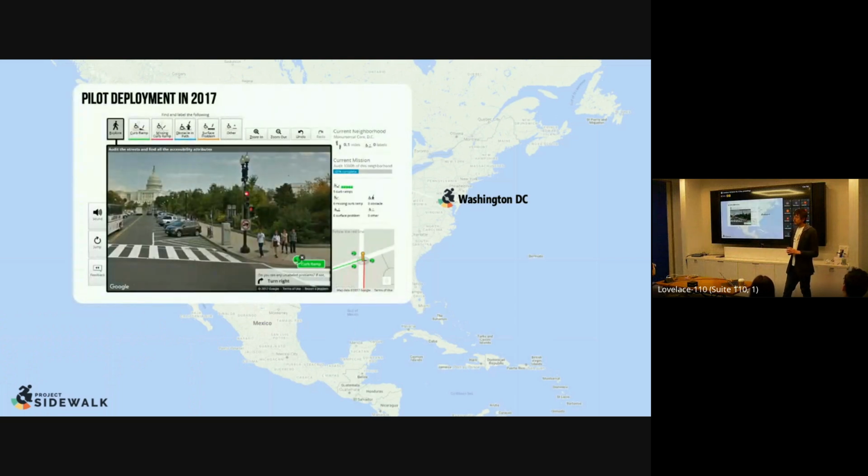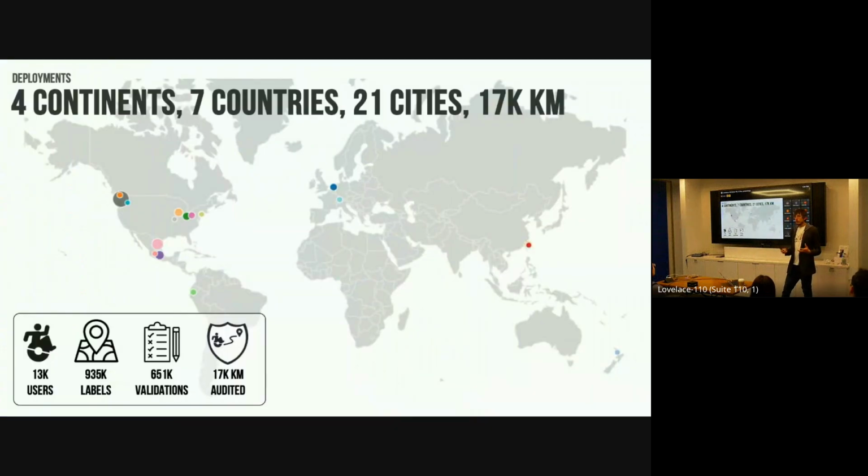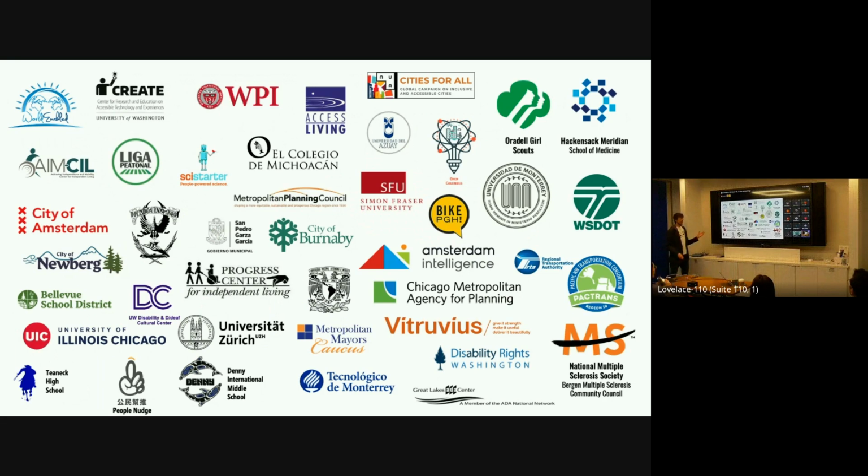So yeah, we initially deployed this in 2017, and I'm happy to say that we're now in 4 continents, 7 countries, in 21 cities throughout the world, where we have been natively translated into 5 different languages, all through our partnerships, into German and Dutch and Mandarin and Spanish. So it's grown beyond my expectations. And all of this growth is really organic and due to the disability advocacy, walkability advocacy, and others that we partner with in every city.